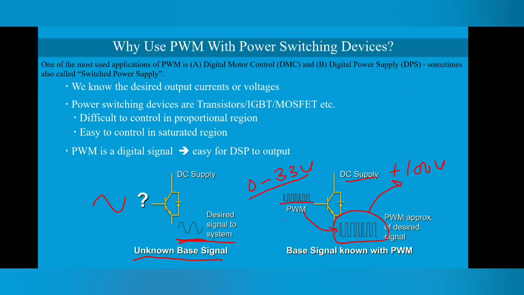Okay, so that's the reason we are using PWM, pulse width modulation, with a power semiconductor device. It will amplify your signals, and we are getting our desired output with a desired frequency.